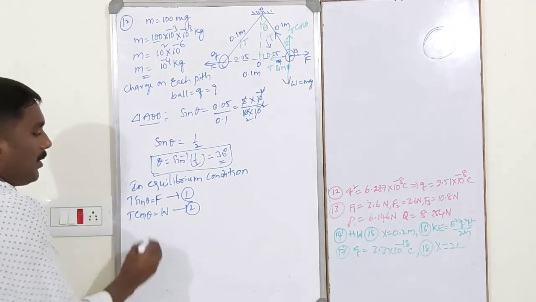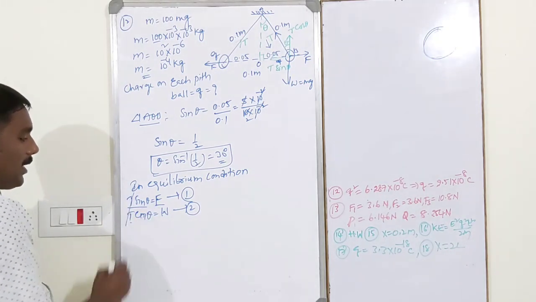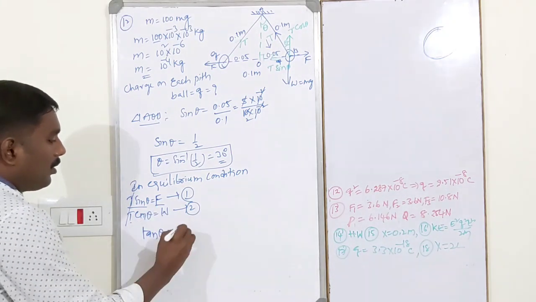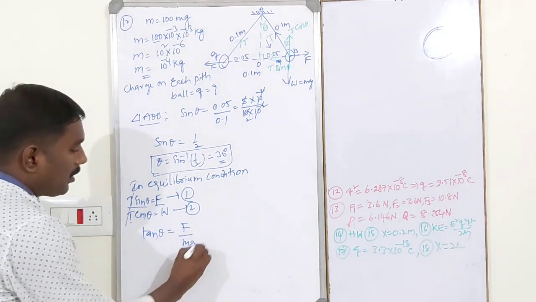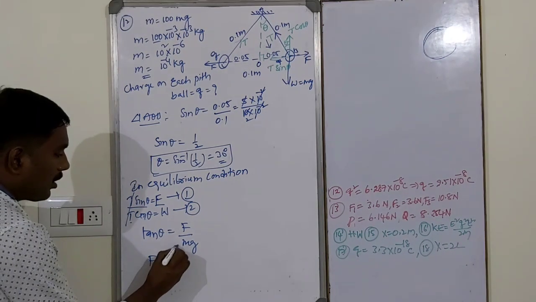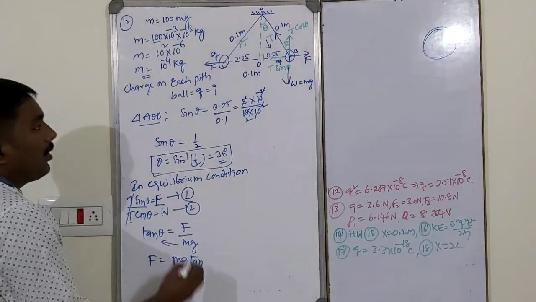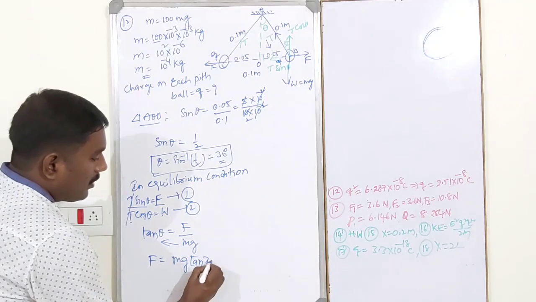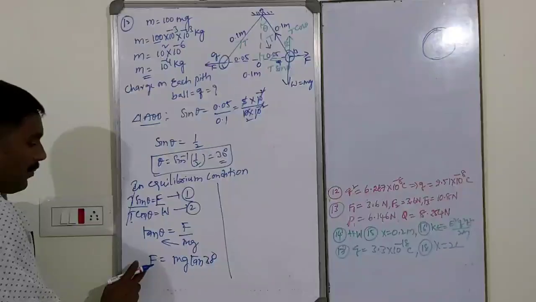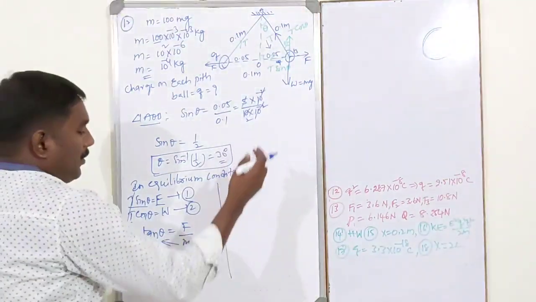So dividing equation 1 by 2, T gets cancelled out. Sin theta by cos theta is what? Tan theta is equal to F by mg. So F is equal to what? On cross multiplication, mg tan theta. What is the value of theta? 30 degrees. Okay, 30 degrees. So F is nothing but the electrostatic force, the electrostatic repulsive force between them.